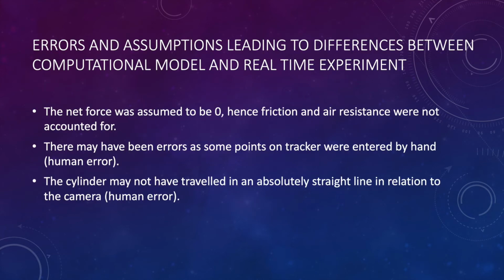The following are errors that may have resulted in the computational model being different from the real-time experiment. The net force was assumed to be 0, and hence friction and air resistance were not accounted for. There may have been errors as some points on Tracker were entered by hand, and this may have resulted in human error. The cylinder also may not have traveled in an absolutely straight line in relation to the camera, which may also have resulted in human error. This is because the cylinder was launched by hand.